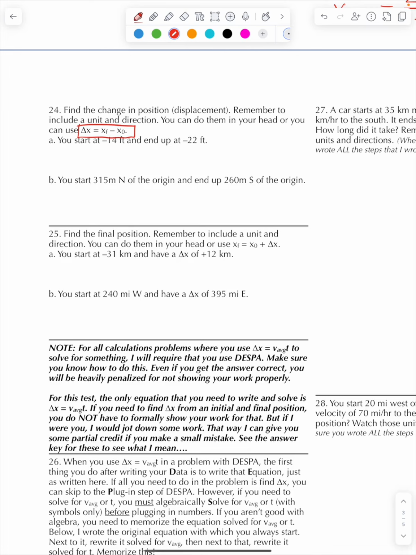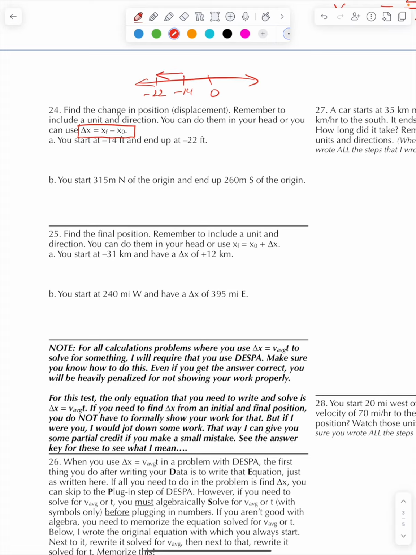So let's find our displacement, our change in position, our delta x. So we're starting at negative 14. You can even draw a number line. I might not even ask one this simple, but there's 0. We're starting at negative 14, and we're ending at negative 22. So we went from there to there.